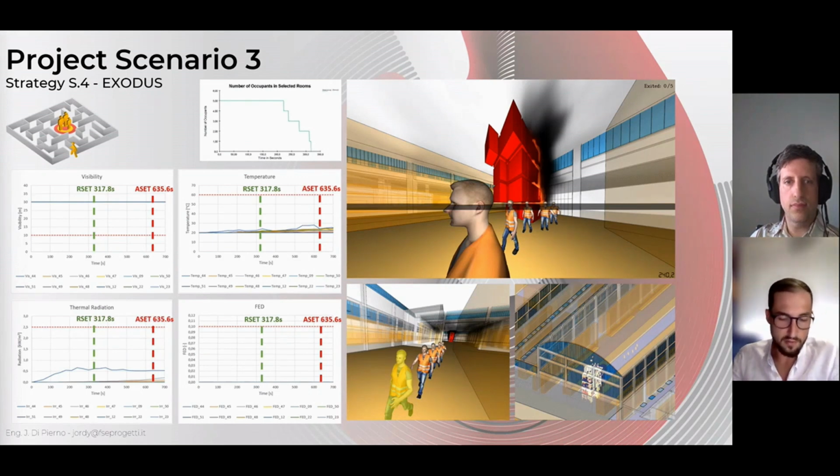ASET verification of the four monitored parameters. ASET obtained from Pathfinder. ASET to be validated corresponds to RSET obtained from Pathfinder with a margin of 100% of RSET. All four monitors must be below the threshold until the ASET time is reached.